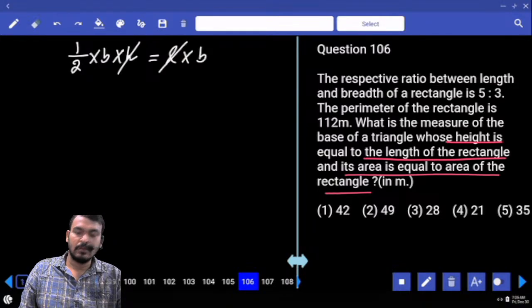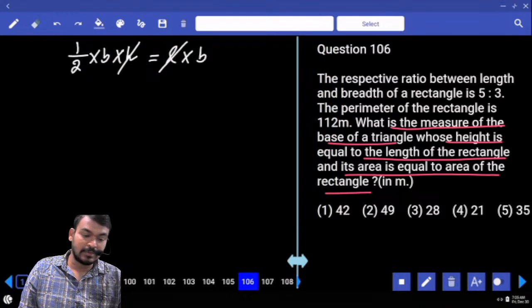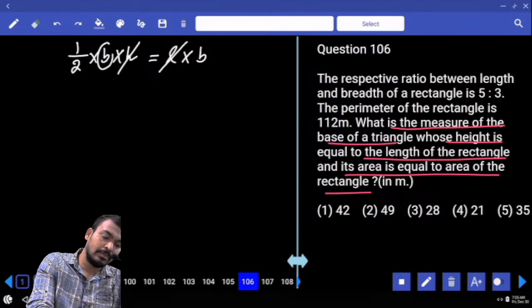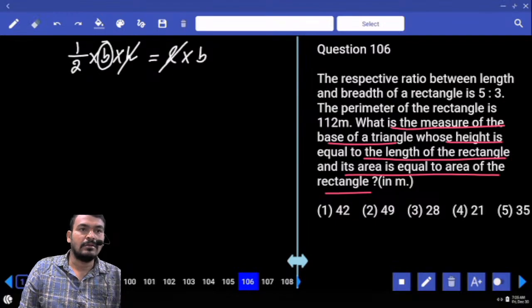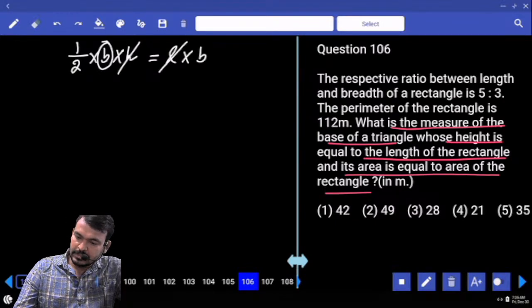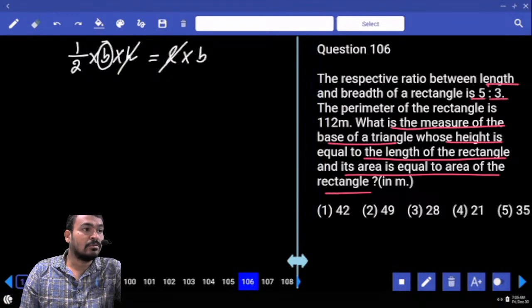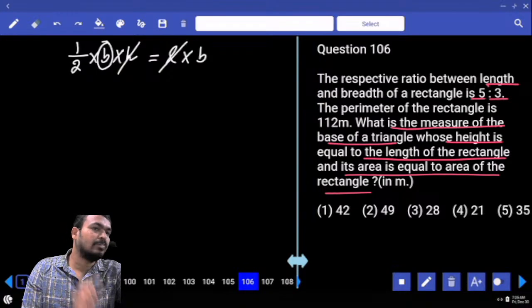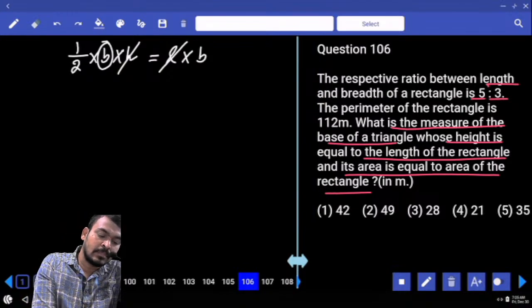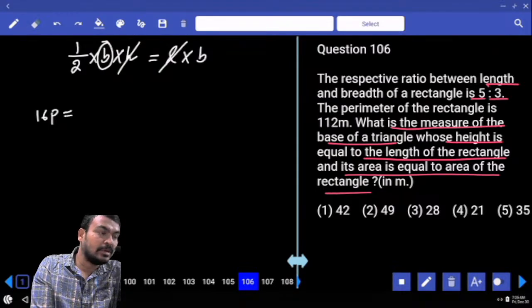Yes or no? Again, what do we require? The measure of the base of the triangle. We require only the base of the triangle. Okay. First, the length of the rectangle is 5 parts, breadth is 3 parts, total 8 parts. That sum is 8 parts, but the perimeter is 16 parts. Perimeter 16 parts. 16 parts is how much?